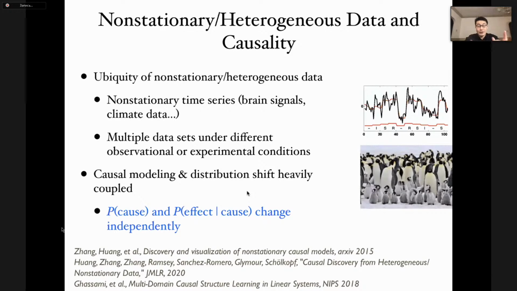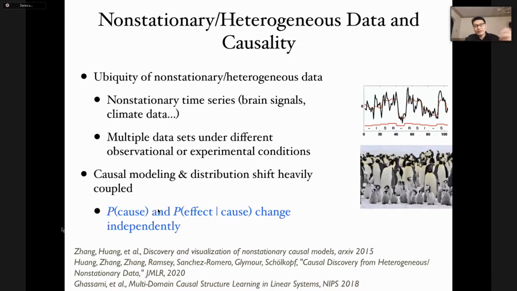And in this case, we can benefit from one very important property of causal systems, which is about the relationship between causal modeling and distribution shift. So basically, causal modeling and distribution shift are heavily coupled. What does it mean? So if you know that X causes Y without a confounder, then we know that the process to generate X, the cause, is completely irrelevant to the process to generate Y from X. So this is known as, again, modularity. We have irrelevant or independent modules to generate the data, right?